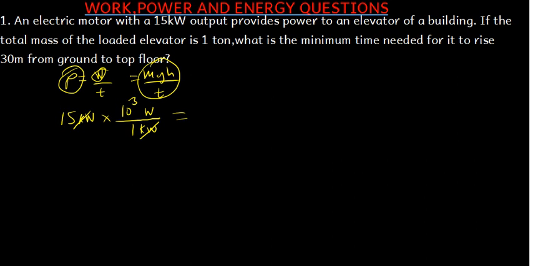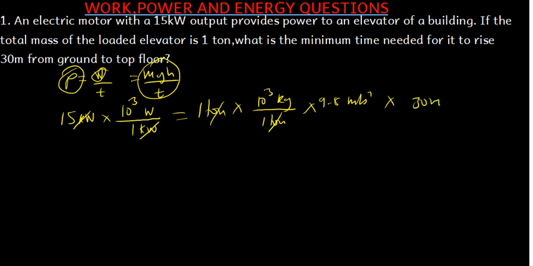The mass now is 1 ton. Also the 1 ton we need to convert to kgs. In 1 ton there are 1,000 kgs. So that and that is also going to cancel. And then multiplied by g, which is 9.8 meters per second squared, and then multiplied by the height, which is 30 meters. And then everything here we are going to divide by the time, t.